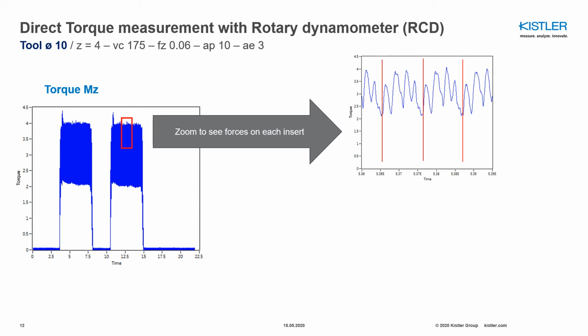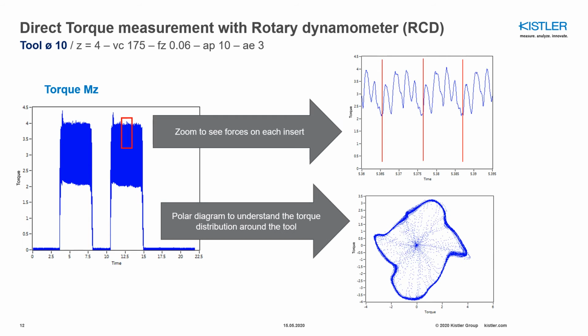If you zoom into the torque signal, as you can see here, you have the torque values acting on each insert. You remember that we had 4 inserts on the cutting tool. The red lines are representing the start and end of the rotation. As you can see, quite a lot of details. By utilizing our software DynoWare, you can also get polar diagrams to understand the torque distribution around the tool. As you can see, the torque values around the geometry of your cutting tool.